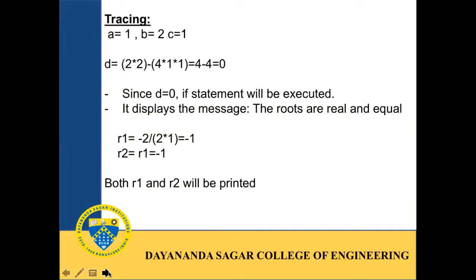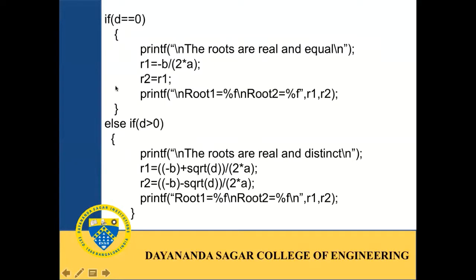Okay. Let's look at the tracing of the same sample. A is equal to 1, B is equal to 2, C is equal to 1. Once we read the values from the user, the first thing that needs to be done is calculate the value of discriminant. D is equal to B square minus 4AC. B is 2, so 2 square minus 4 into A into C, which is equal to 0. So D is 0. So when we check the condition, since D is equal to 0, the if statement will be executed because we have a condition with if D is equal to 0. So there we got D as 0. So these 4 statements should be executed.